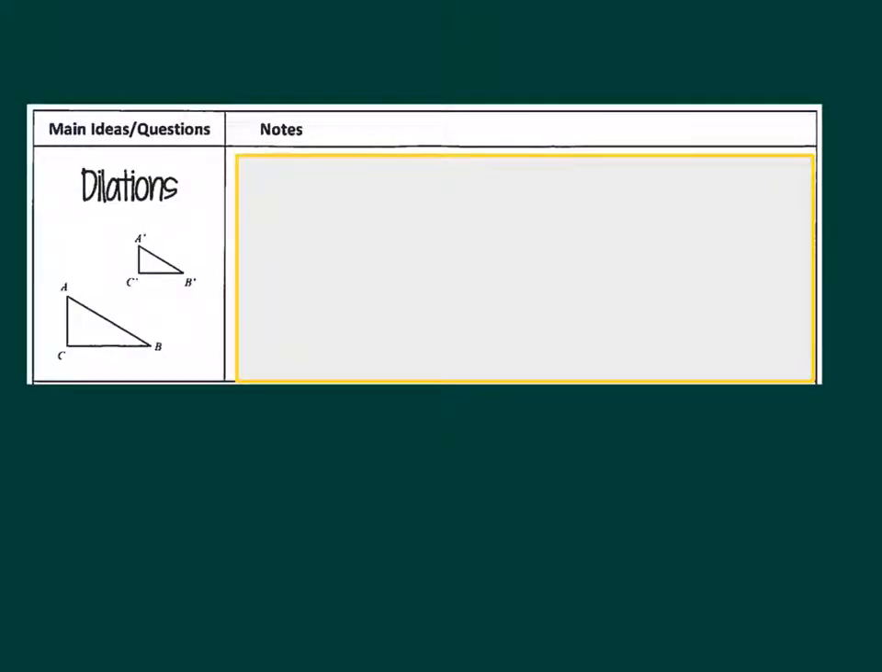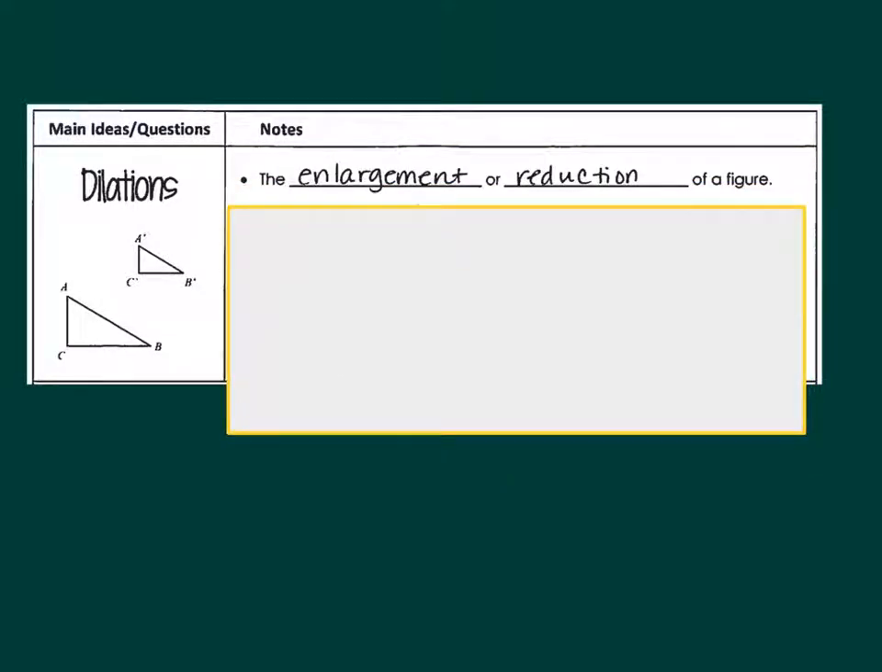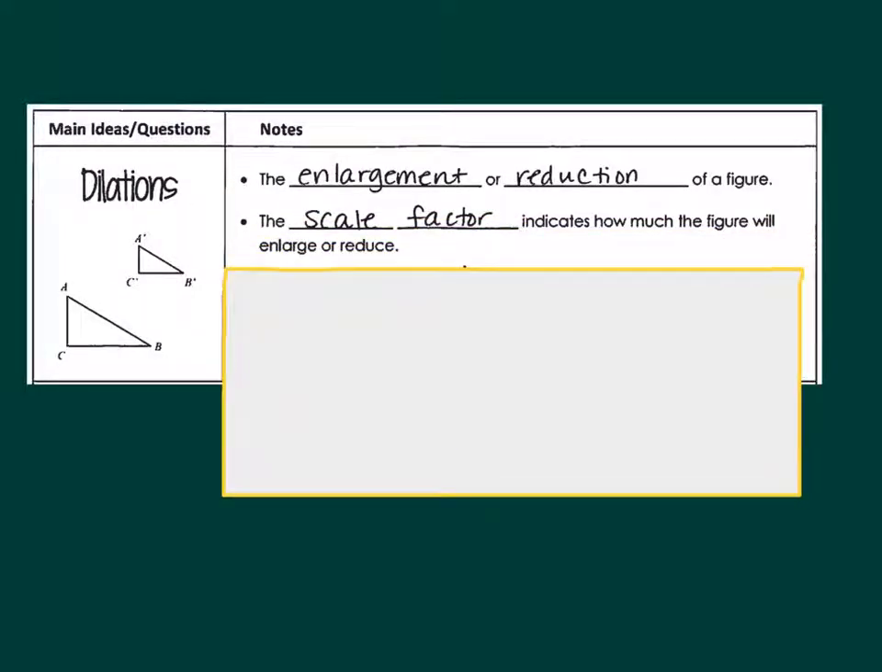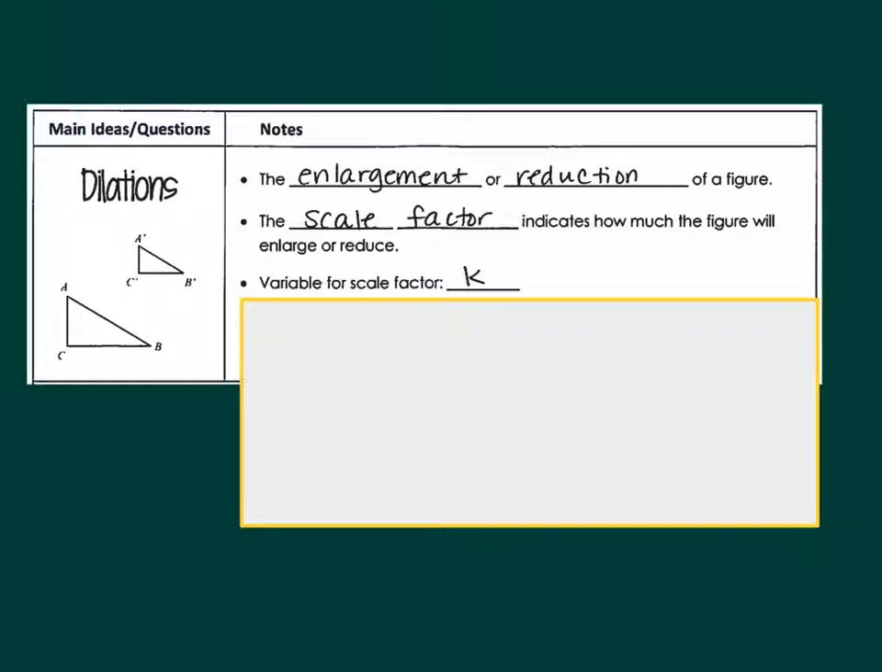Okay, now that you have that in your notes, let's move on to what a dilation is. So as we said, a dilation is either an enlargement or a reduction of a figure. We are now officially changing sizes. And the scale factor, right? The scale factor is going to indicate how the figure will either enlarge or reduce. That scale factor is going to be known as the letter K. So we reference the scale factor as a letter, and that letter will be referred to as K. And K will be equal to a value.